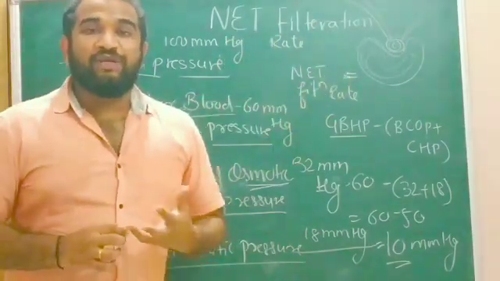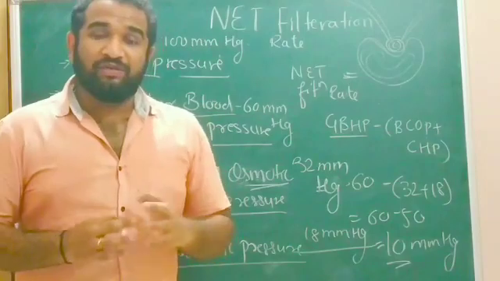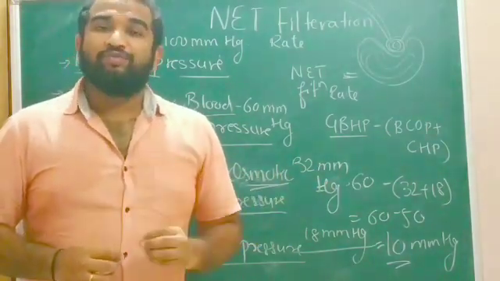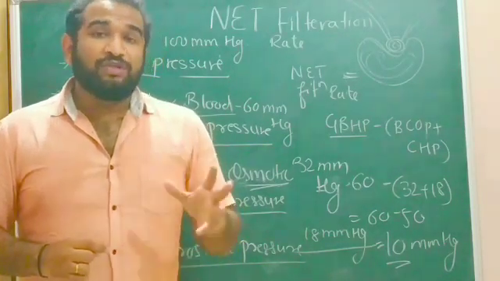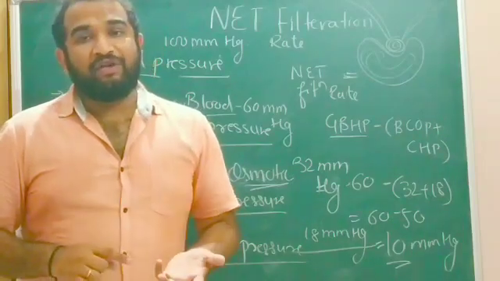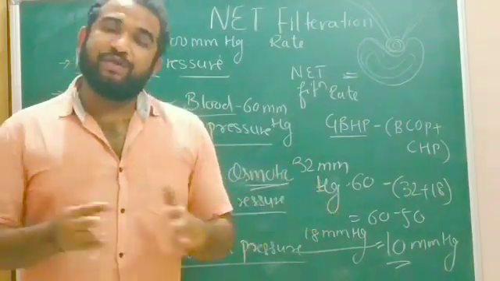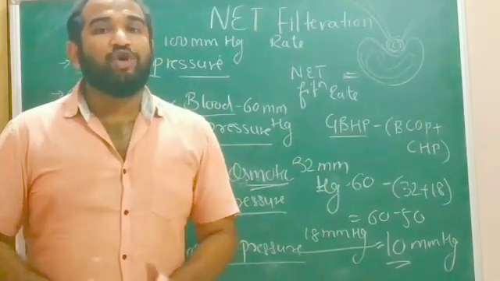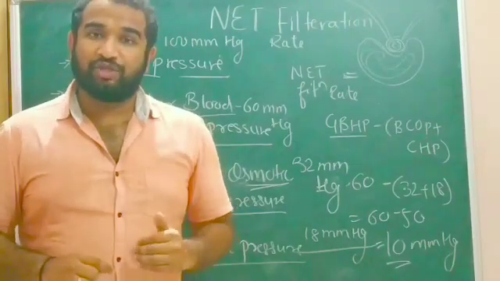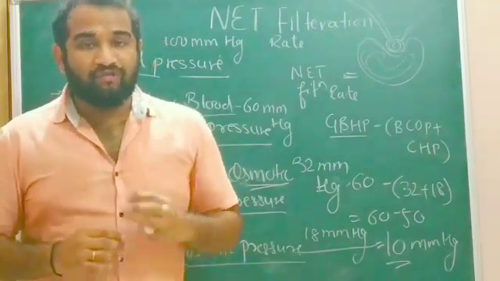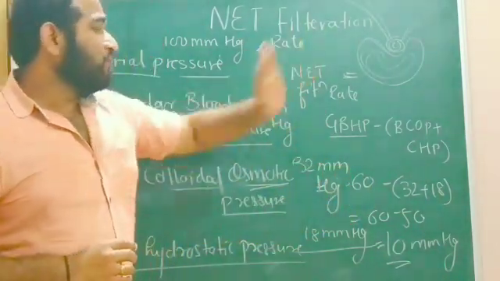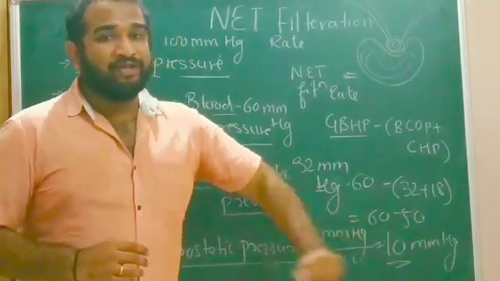In the next video we will discuss the different processes that happen in the nephron before the urine is formed. In ultrafiltration, there are three phases. One is ultrafiltration, the second one is reabsorption, and the third one is the secretion or the tubular secretion. And after this, the urine is going to get formed. So in the next video, we will discuss that in detail. This was about the net filtration rate, which is 10 mm Hg.